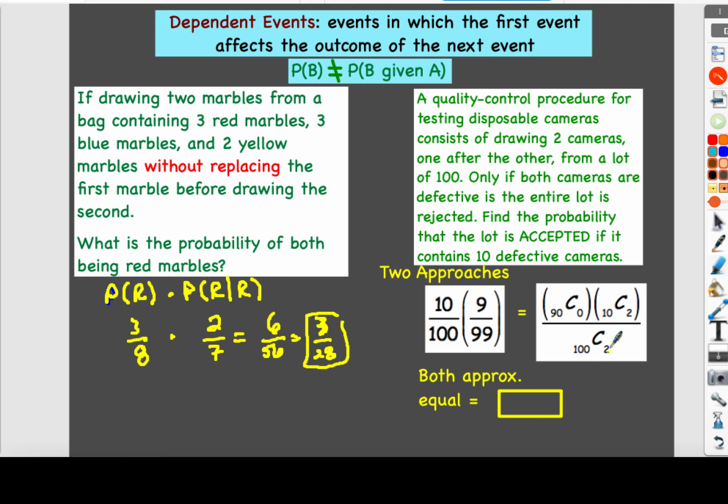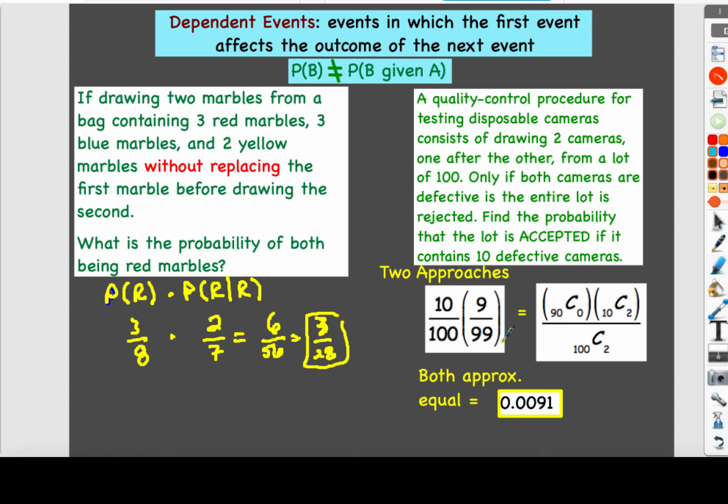Divided by, here's all the different things that could happen, right? 10C2, picking 2 cameras out of the 100 cameras. Either way you think about it, both of those things are going to come out to 0.0091. There's only a 0.0091 chance, even with 10 defective cameras in there, that we pick 2 defective cameras, that we reject the whole lot.